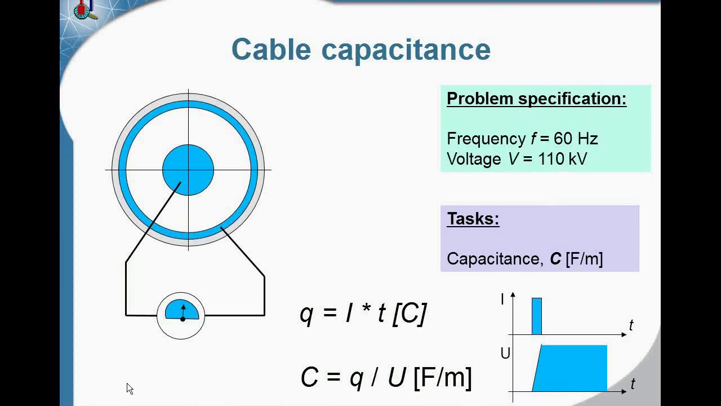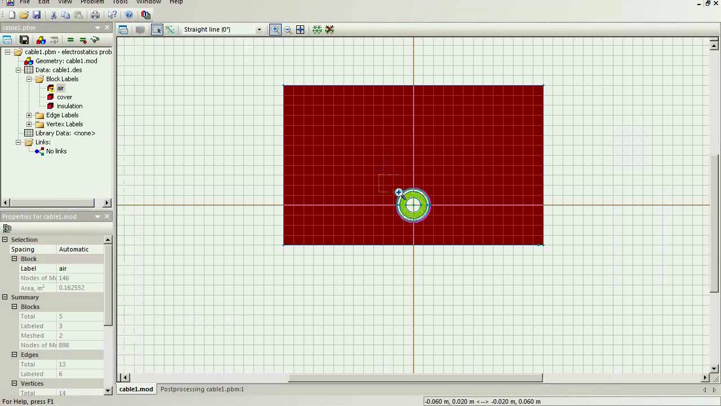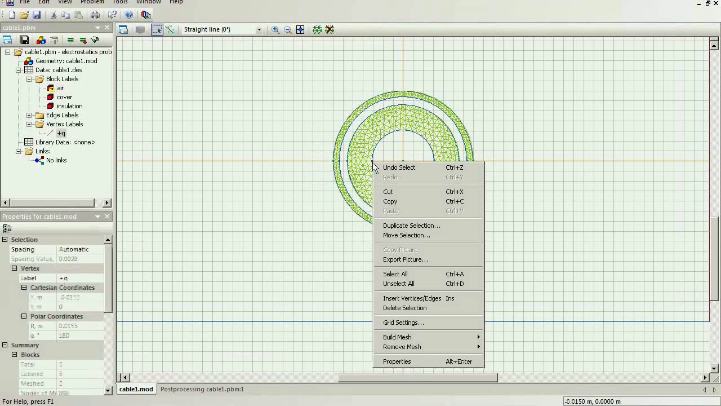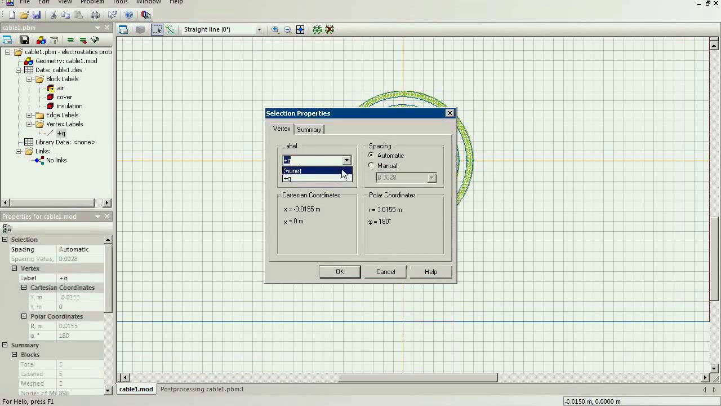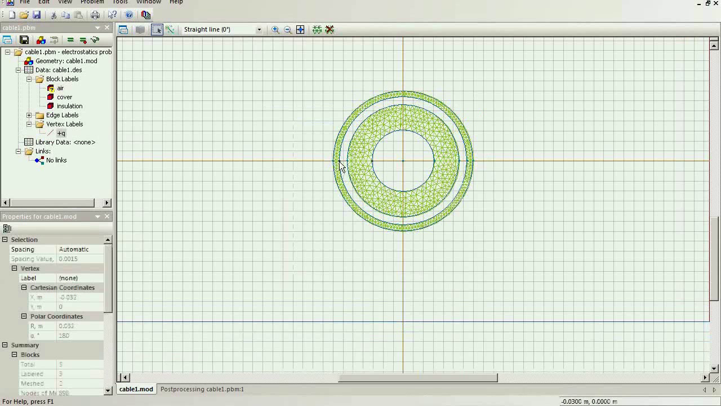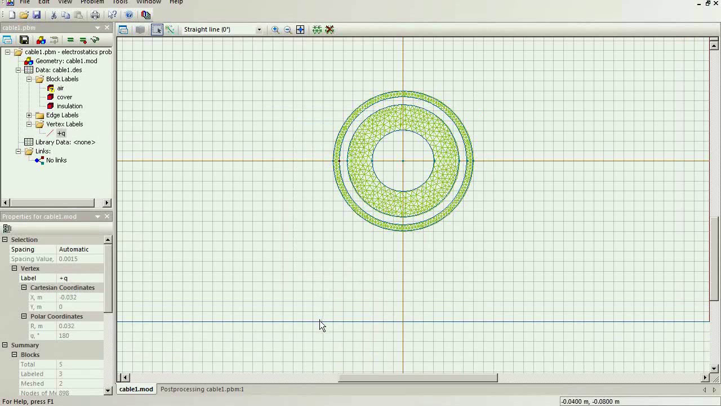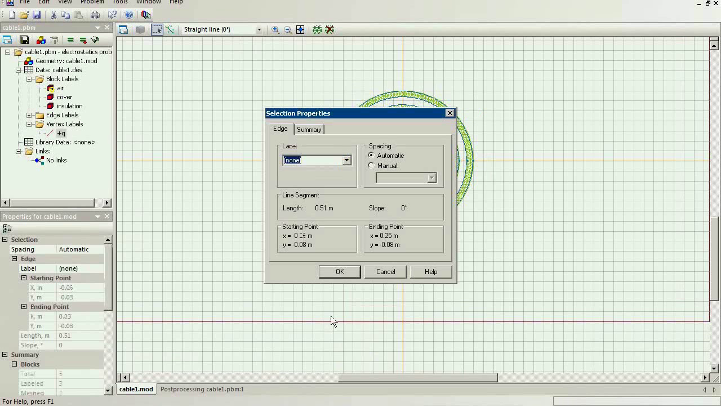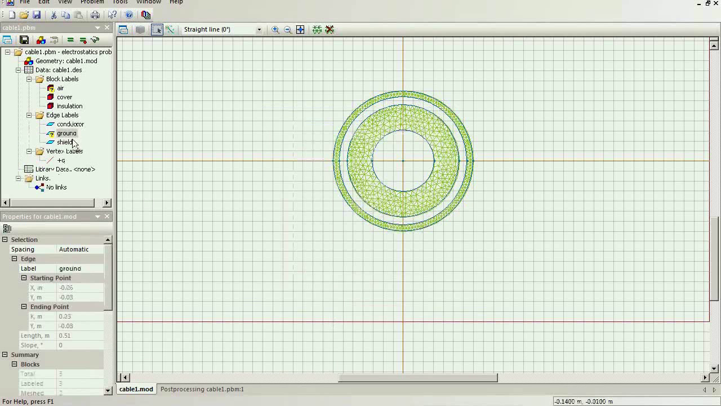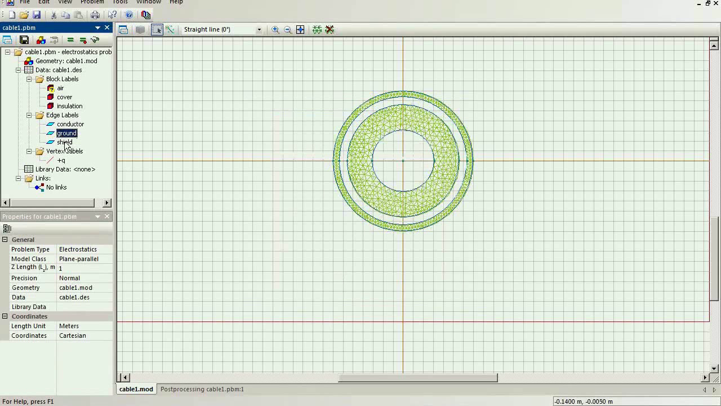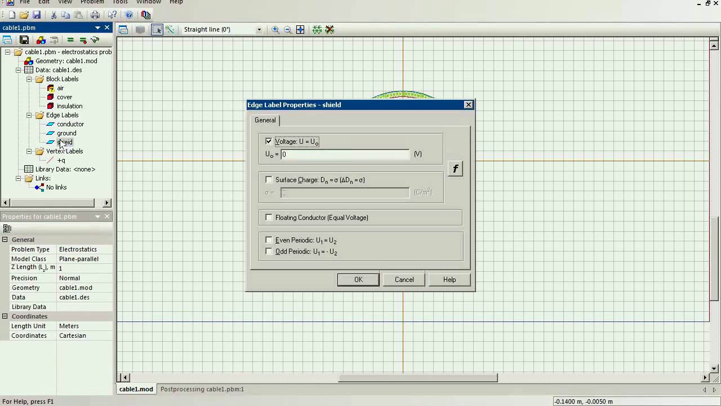And you should connect the multimeter to the shielding and the other terminal to the ground. So I will remove the charge from the conductor and assign the charge to the shielding. And this is the ground surface. And for the ground surface, I specify 0 volts.